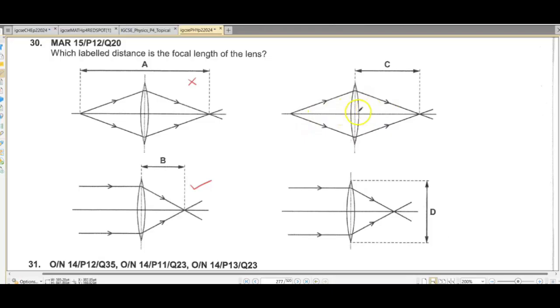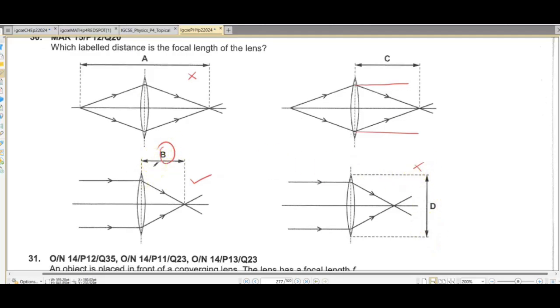Okay, C gives us the distance between the optical center of the lens and where the rays seem to converge, but this is not the correct ray diagram. The rays don't originate from the focal point on this side and then converge over there, because if they are passing through this point, then they will go straight ahead like this. So this is not correct. The focal length is the horizontal distance between the optical center and the focal point of the lens, and it has nothing to do with the virtual distance. So D is also not correct. So B is our correct option over here.